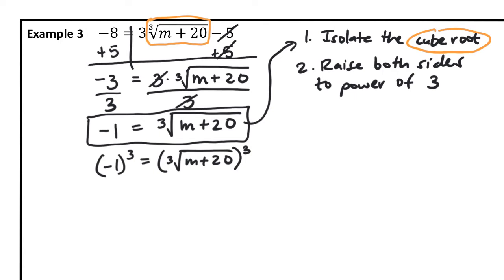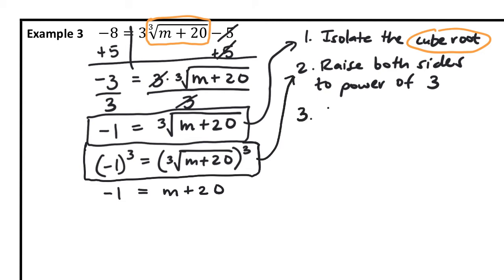And if I work it out, what's negative 1 times negative 1 times negative 1? Right, negative 1 times negative 1 is a positive 1. And then a positive 1 times another negative 1 is a negative 1. Then we're going to see that the cube root and the cube are going to cancel, leaving me with m plus 20, right? Okay, so I'm going to be left with m plus 20. All right, so that was step 2, right? This was step 2 here.